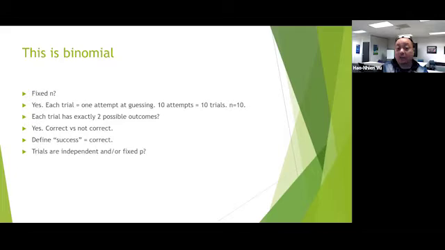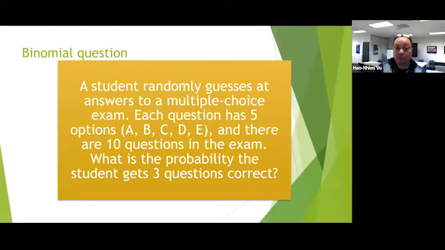Third, are the trials independent, and/or is the probability of success fixed? Note that some people teach these as 2 separate conditions. Here we have both. Yes, each guess is random and therefore independent. Also, the probability of success P is fixed at 1 out of 5, or in other words, P equals 0.2. So we have a binomial process.